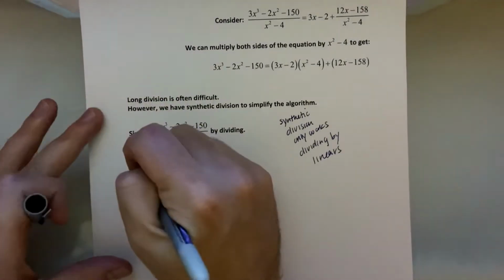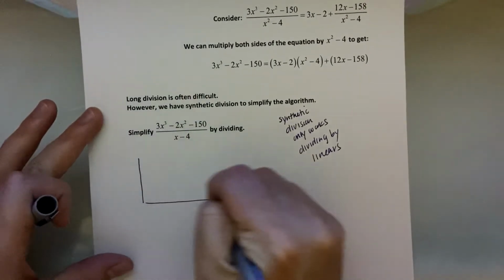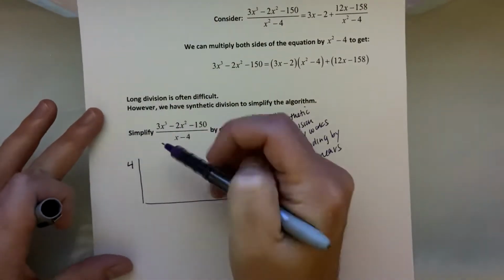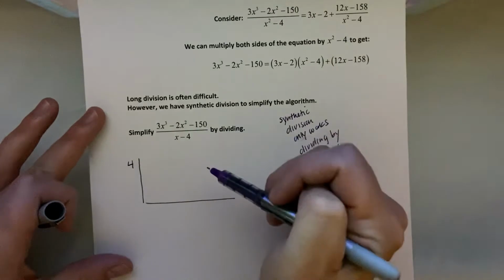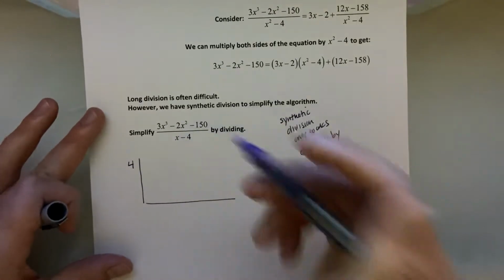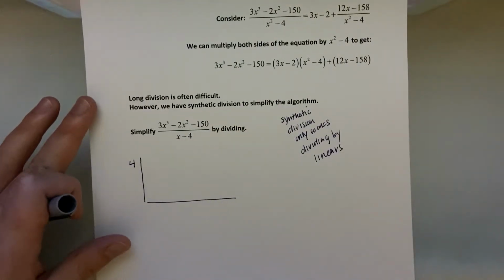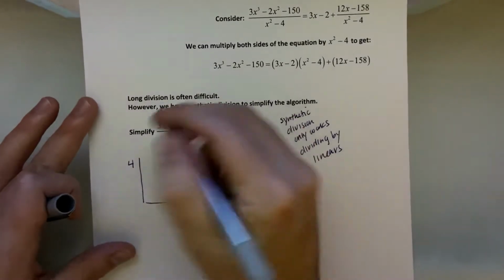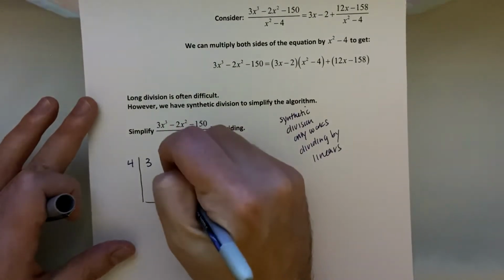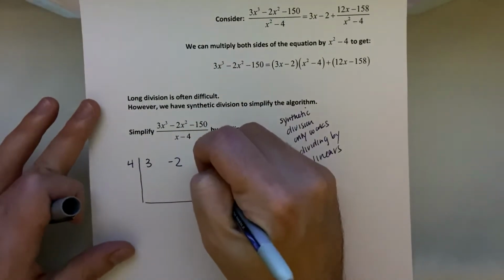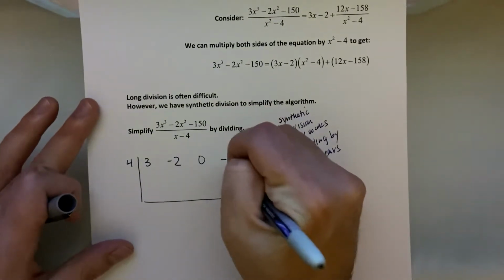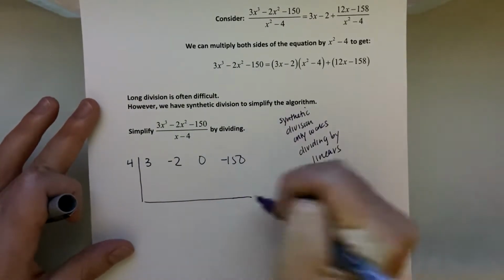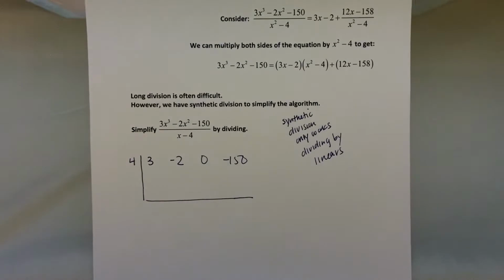But you take the solution to your denominator, what makes it 0, 4, from the equation set equal to 0, and your coefficients, you bring them down. 3, negative 2. There's a 0x here. You have to include all of your missing terms, just like if you're doing long division.